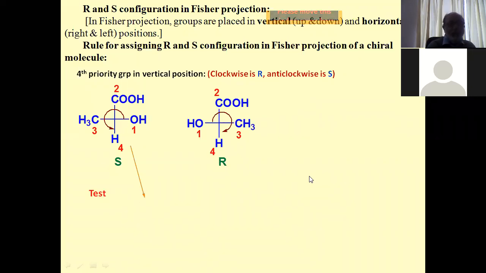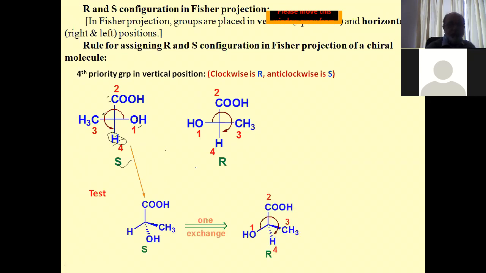And this one is going to be S, because here the group is 1, this is 2, this is 3, and this is 4. The fourth priority group is in the vertical position, either here or here. So here the rotation is anti-clockwise, so it is S. Now let us examine whether it is correct or wrong. This is what we have done.